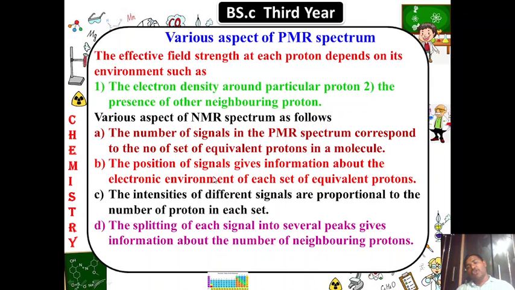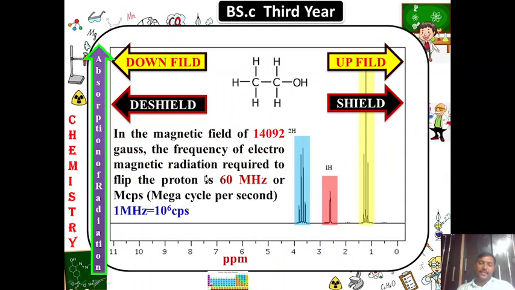The position of a signal gives information about the electromagnetic environment of each set of equivalent protons. The intensity of different signals is proportional to the number of protons in each set. If the peak goes higher, it means there are more similar protons. We measure intensity like this, and the higher the intensity, the higher the proton count for that peak.